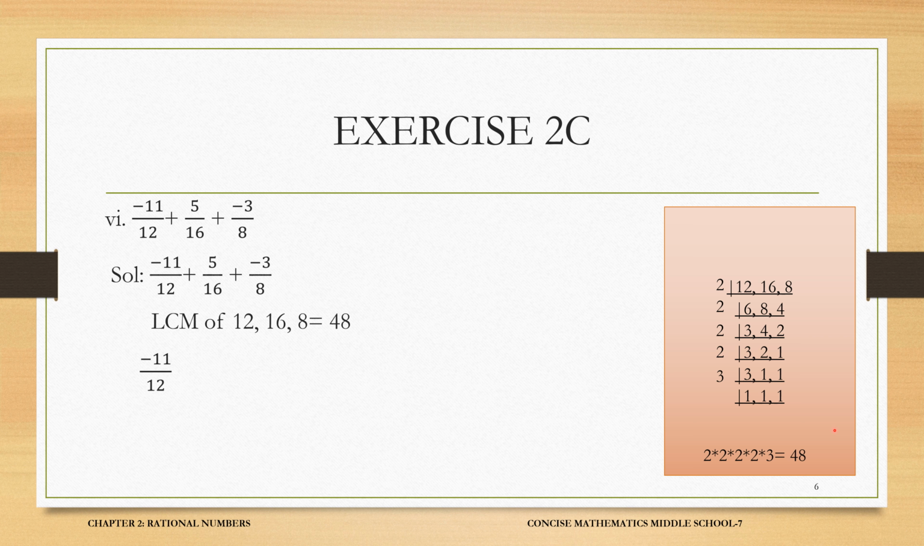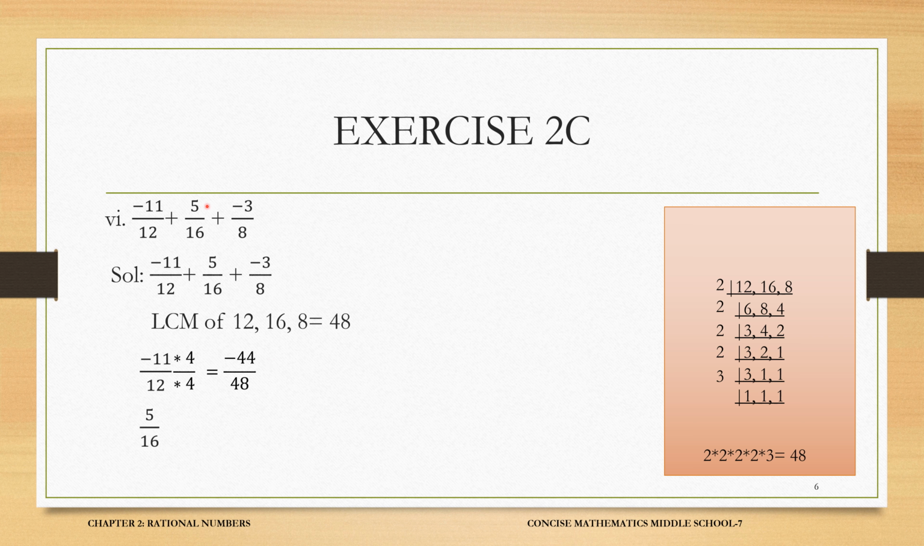Now just take the first rational number, that is minus 11 by 12, and to make this 12 into 48, 12 should be multiplied with 4. 12 fours are 48. And similarly, the numerator should also be multiplied with the same number 4 because we are multiplying with 4 in the denominator. So minus into plus is minus. 11 fours are 44. 12 fours are 48.